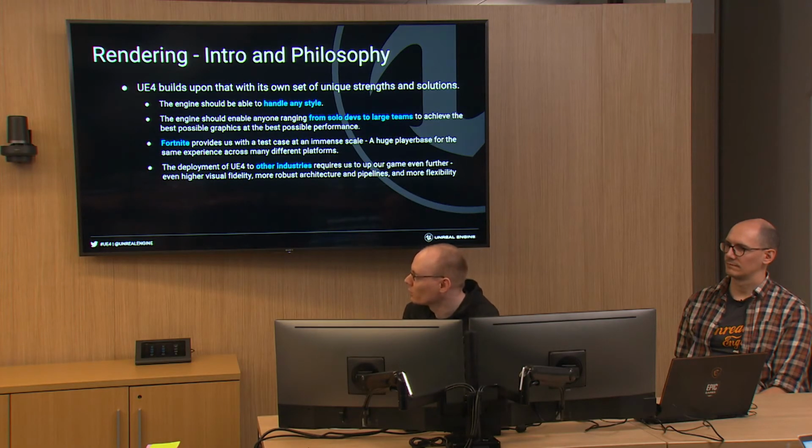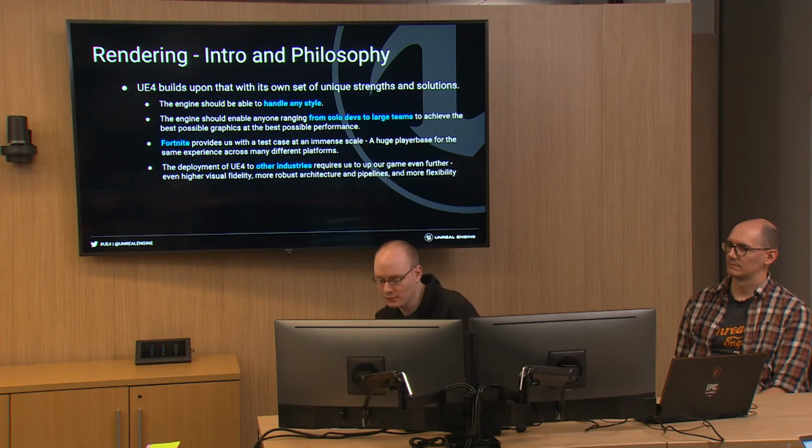Fortnite is a very nice test case for that. It's an immense scale, with a huge player base and lots of different devices. Whatever we do with rendering, we make sure it gets implemented in Fortnite as a test case, and because Fortnite runs on mobile, that means the feature needs to run on mobile. For example, the sky and atmosphere system we added recently is going to run on mobile. And equally, as UE4 expands further into other industries, they require an even higher visual fidelity. So we're further improving the architecture, making it more robust, with more flexible pipelines, and all of that has been going on the last couple of years.